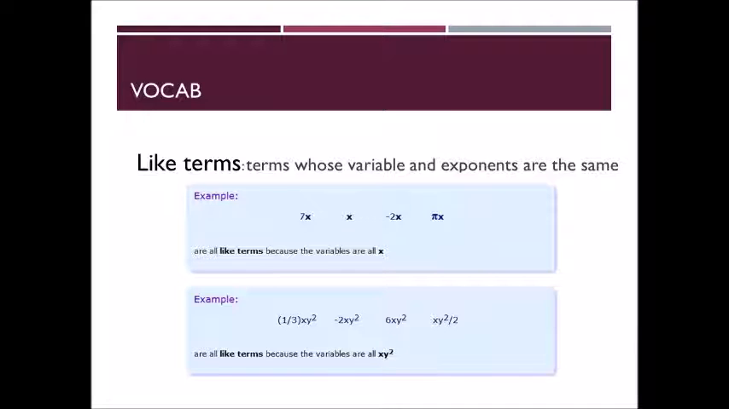In the first example, the common variable is x. The coefficients are different, but since each term has an x, they are considered like terms. In the second example, the like terms have an xy squared. The term must have this exact combination of variables and exponents in order to be grouped together as like terms.